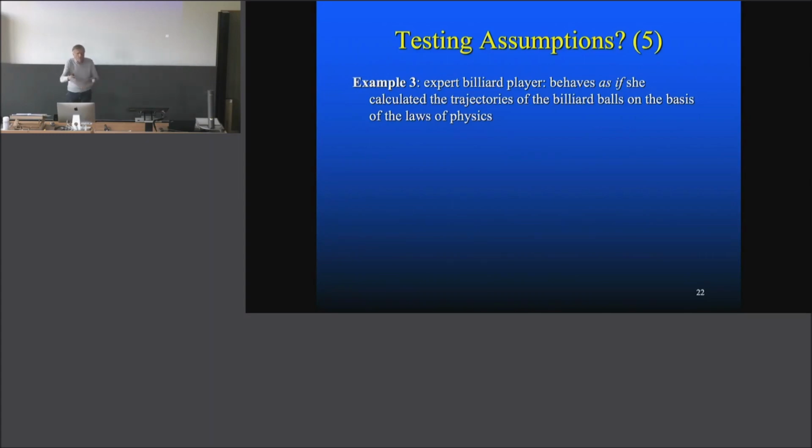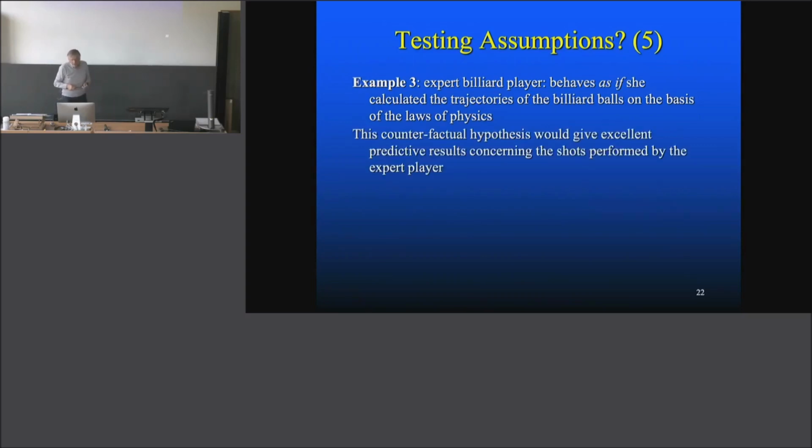So these are differential equations that you have to solve. The expert billiard player reflects 3 times and then does this or that. And the expert billiard player, this is how he says, behaves as if she calculated the trajectories, right? So if you calculate the trajectories, then you come to this solution. You've got to push it in this way. This counterfactual hypothesis would give excellent predictive results concerning the shots performed by the expert player.